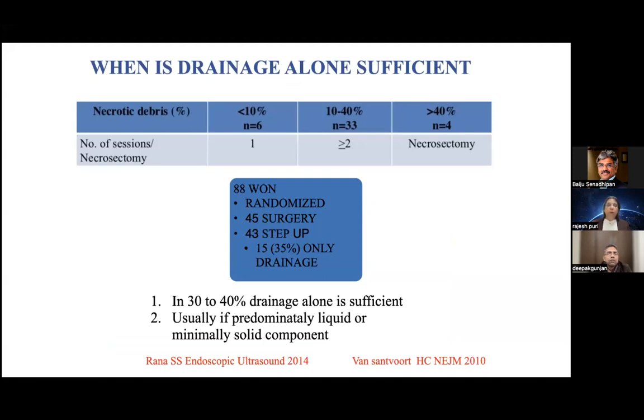So these are the 2 important articles. One was from India, from PGI Chandigarh. Second is published in NEJM. And what they have shown is that if the necrotic debris is less than 10%, I think you just drain it and the majority of these patients become okay. If the patient has 10 to 40% of this necrosis, then these patients may require necrosectomies. And if the patient has more than 40, you counsel the patient that he's going to require necrosectomies.